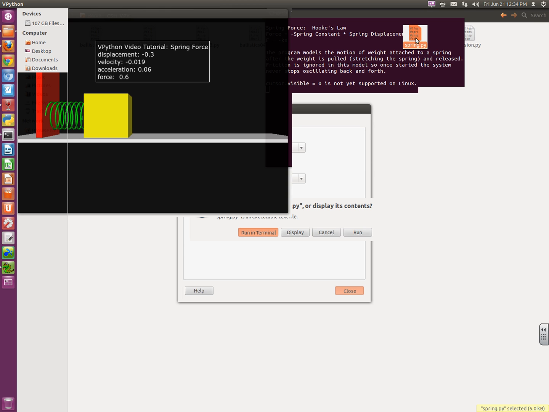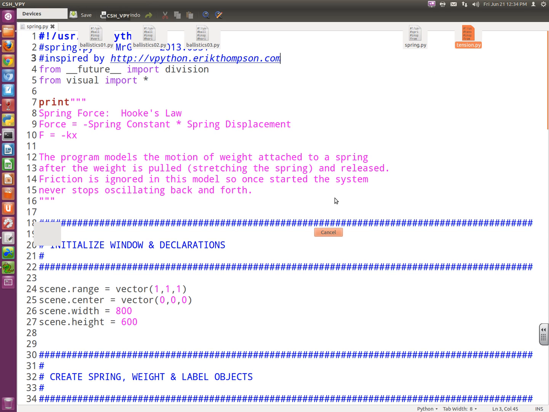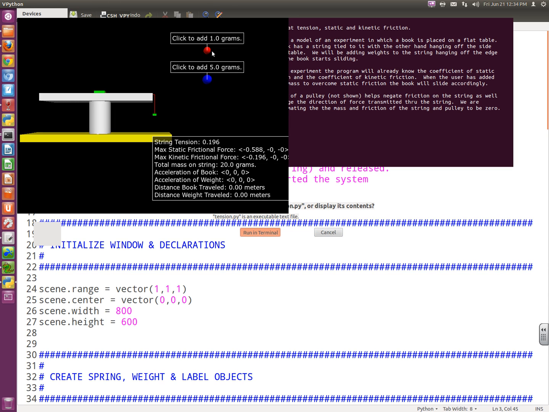Where did that go? Let's look at that. There's spring.py. Okay. Now tension.py. Now look what this does. You can add 1 gram at a time to this weight and see if we can pull this weight down. Don't mind those pings. Those are people logging into my blog.